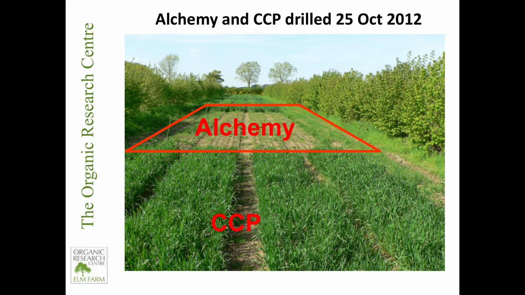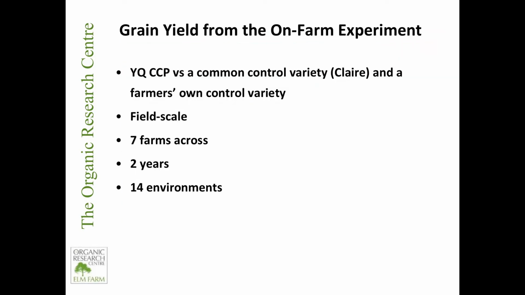These were plot trials we're showing here. We also wanted a quick look at yield on a lot of work we've done with farmers. So we took the YQ population and sent that off to work with a number of farmers. We asked them to plant a common control that we sent them, and also their own control, and the CCP. It was done across most of England, on 7 farms, for 2 years, so we ended up with 14 environments. Some of the farmers were conventional, some of them were organic.